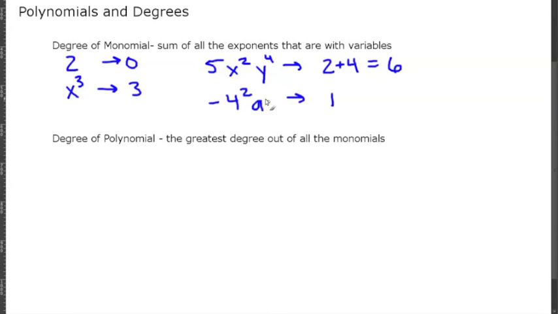Because a is like having a to the 1, and this exponent is not with a variable, therefore it does not count towards the degree. We could rewrite this as negative 16a to the 1.